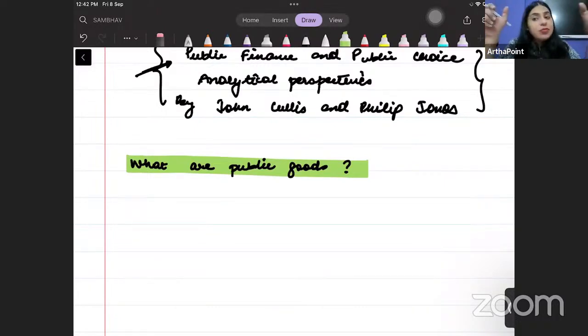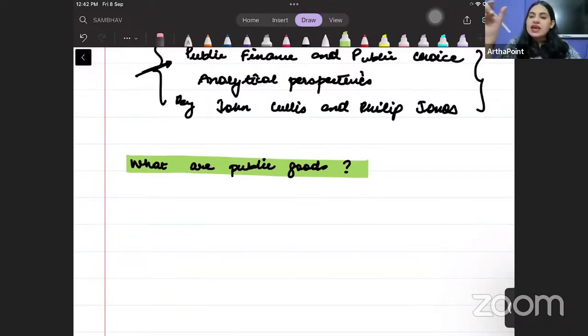Now, Samuelson is an important economist and he also defined public goods. And how did he define public goods, beta? He defined public goods as one which is enjoyed by everyone in common without any subtraction to the good.